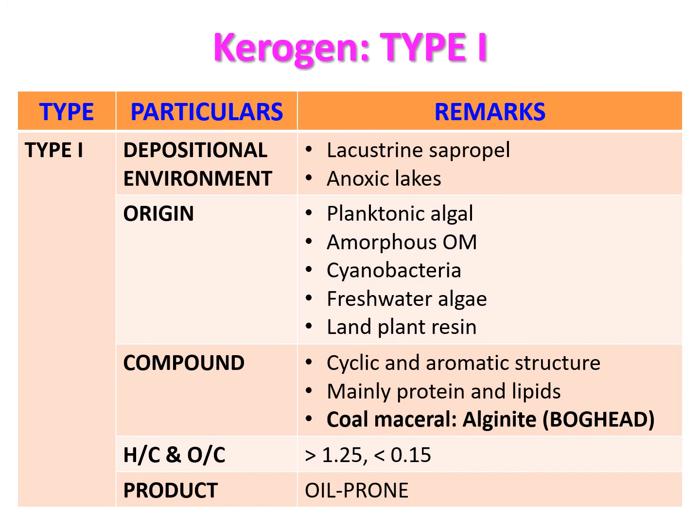Right, if the coal has kerogen type 1, basically we name this coal as alginite or boghead. The H/C and O/C ratios will normally be more than 1.25 and less than 0.15 respectively, and the product produced by kerogen type 1 would be oil-prone source rock.